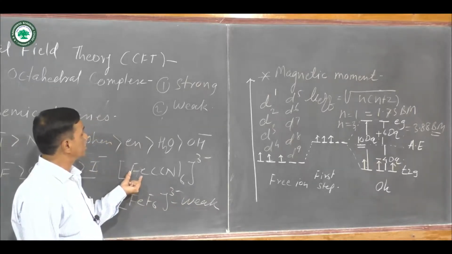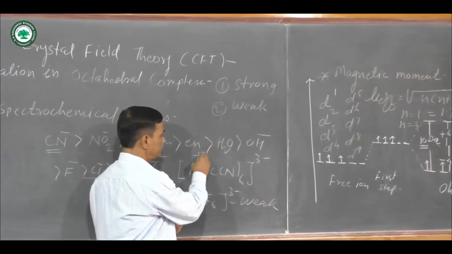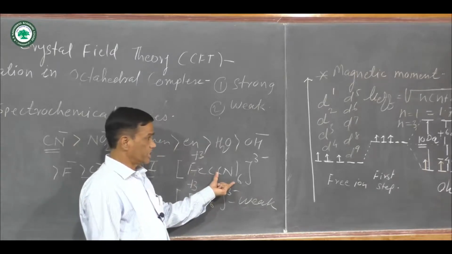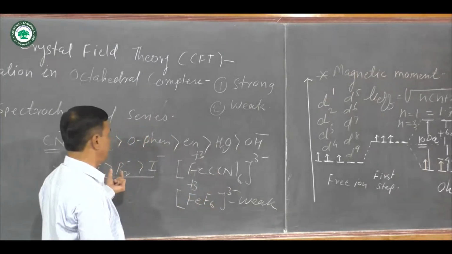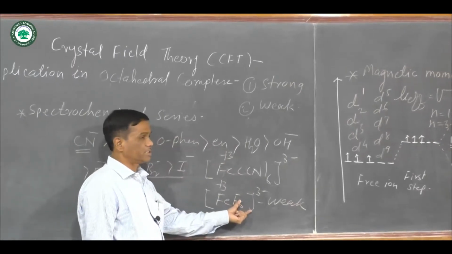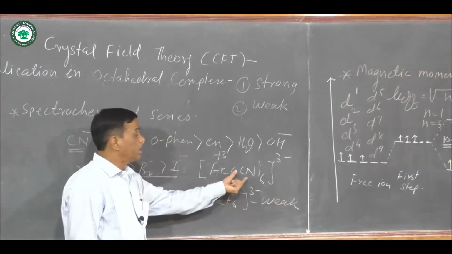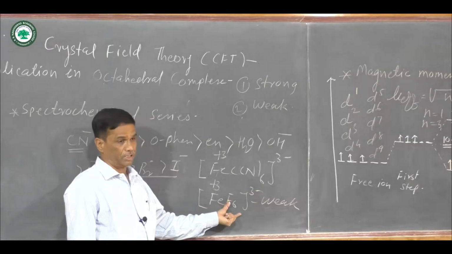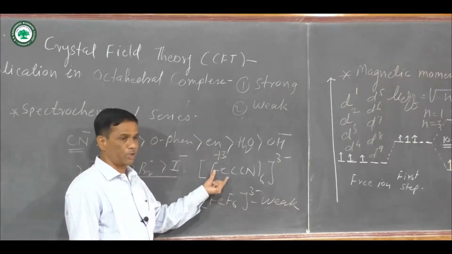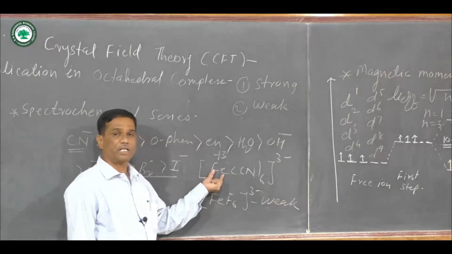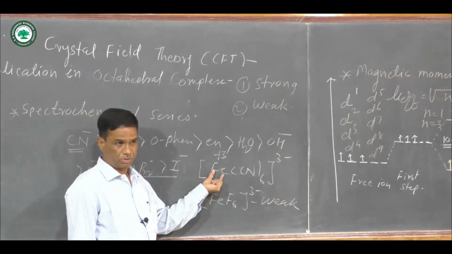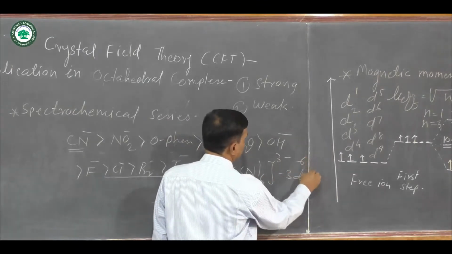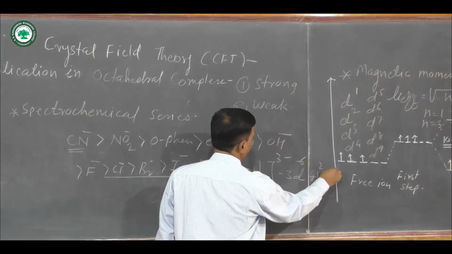In this complex, the central metal ion is Fe3+. In the second again, the central metal ion is Fe3+. But 6 cyanide ligands are directly attached to the central metal ion, and here 6 fluoride ligands are directly attached. Here cyanide is a strong field ligand and fluoride is a weak field ligand. If you consider their atomic number, you know that iron has atomic number 26. In the ground state, electronic configuration is represented as 3d6, 4s2 and 4p0.